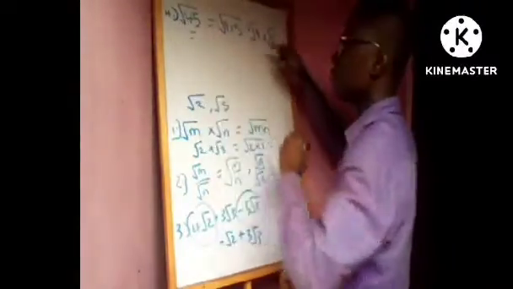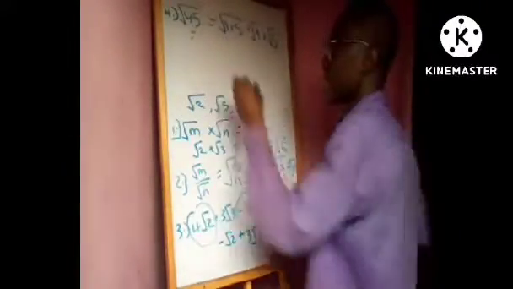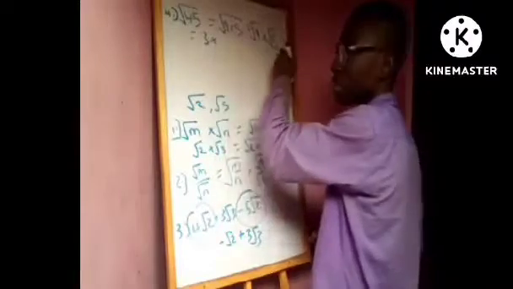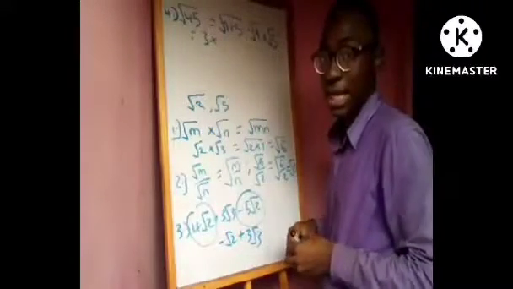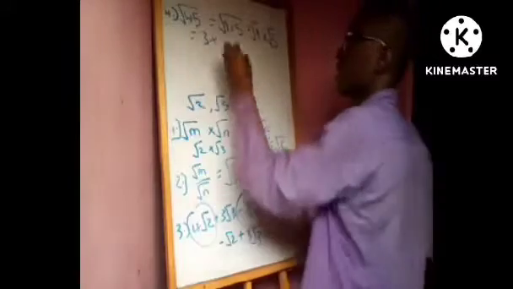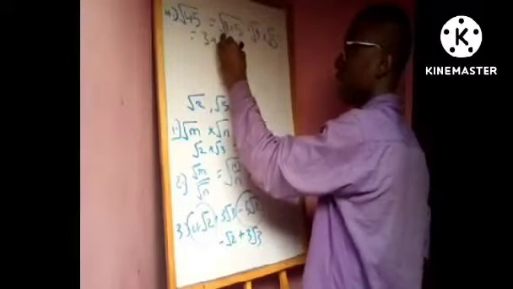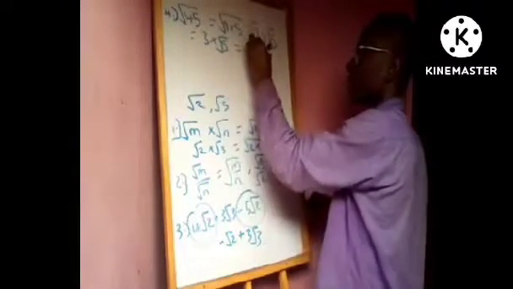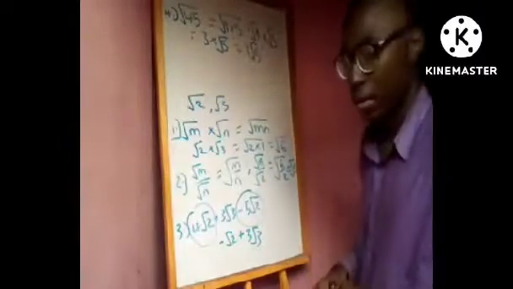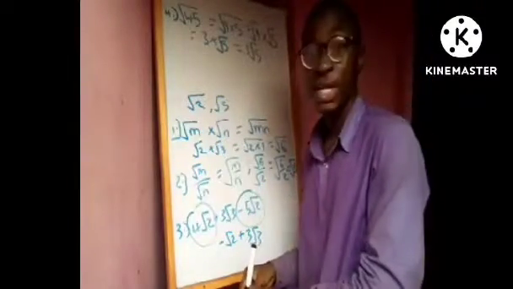Root 9 is what? The square root of 9 is 3. That is obvious. Then root 5 is a surd, so we cannot express the exact value of root 5. We will simply write 3 times root 5. So our answer will be 3 root 5. That is how to perform operations and simplification of surds.